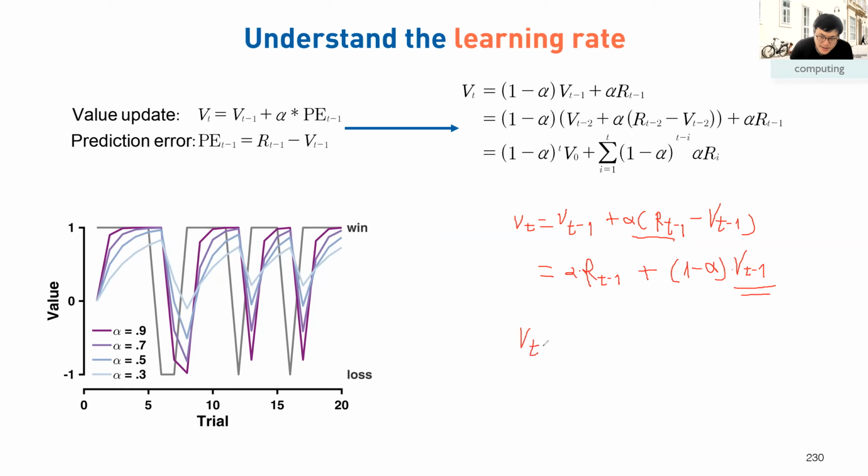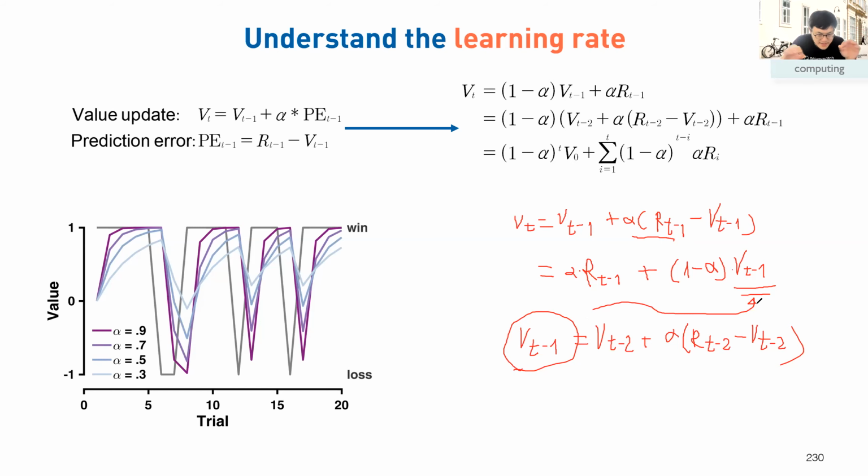So then what is V of t minus 1? V of t minus 1 equals V of t minus 2 plus the learning rate times the reward at t minus 2, minus the V of that. This can be entered into this one, right? So then the entire equation is unpacked. It becomes longer and longer. Each time the V can be written as a function of the previous V, and the previous V can be written as a function of the one even previous to that, and so on.